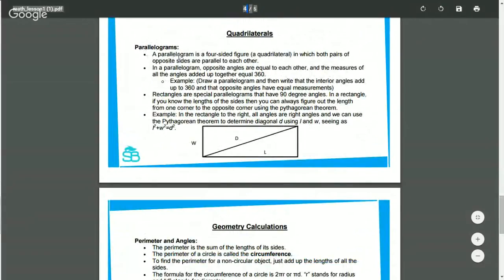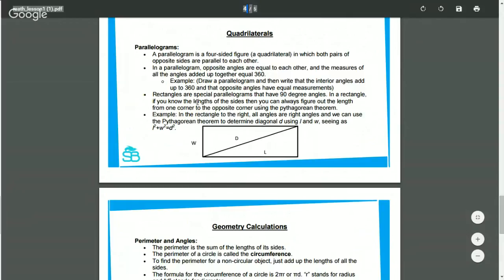Parallelograms. A parallelogram is a four-sided figure in which both pairs of opposite sides are parallel to each other. In a parallelogram, opposite angles are equal to each other, and the measures of all the angles added up together equal 360 degrees. Okay, so if we draw a parallelogram, the interior angles add up to 360, and the opposite angles have equal measurements. Now, rectangles are special parallelograms that have 90-degree angles. So they're similar to a square, in which they all have 90 degrees.